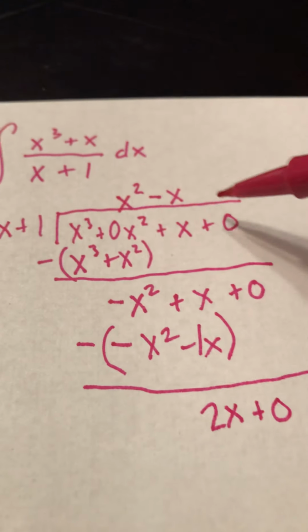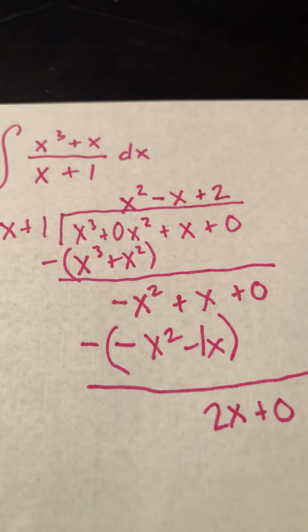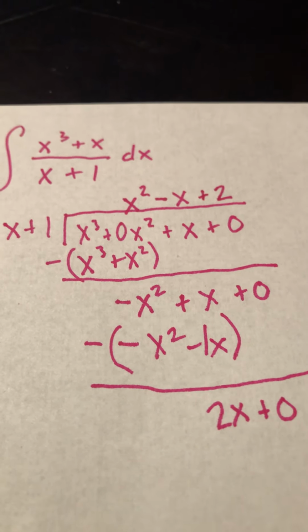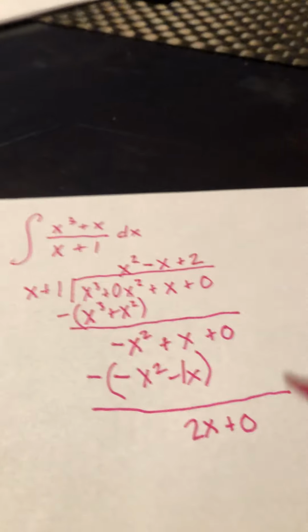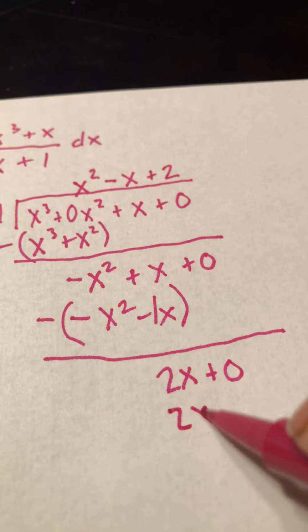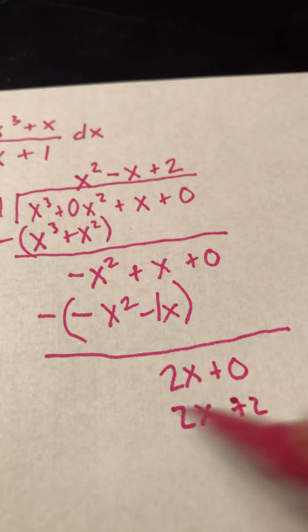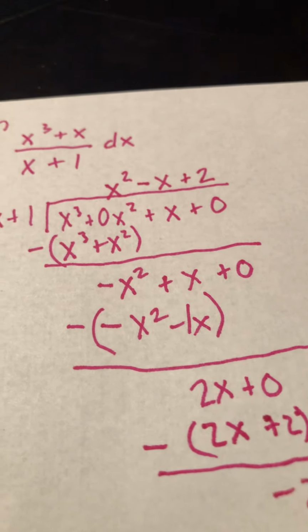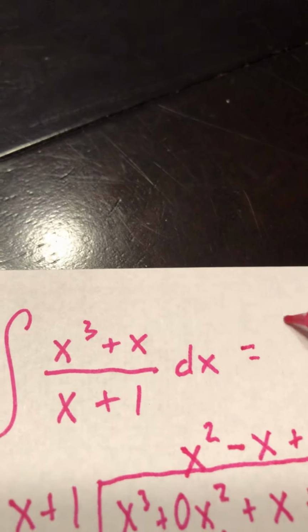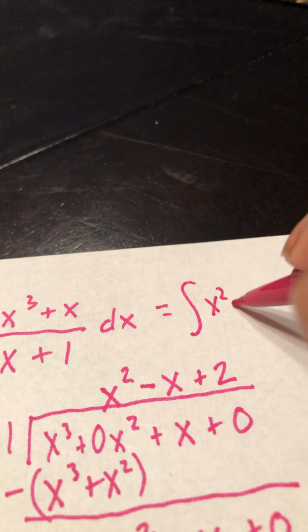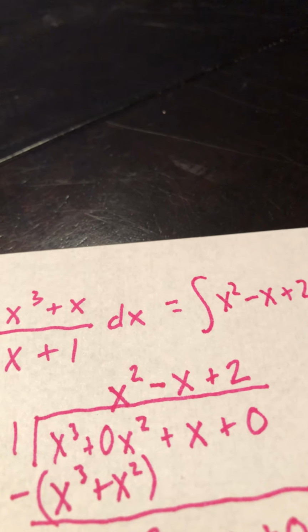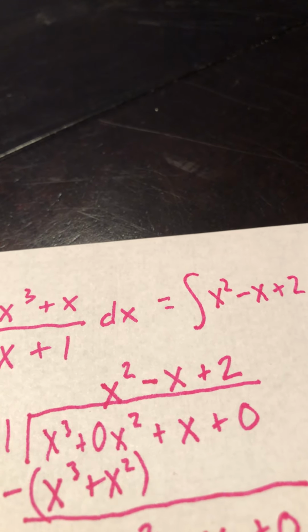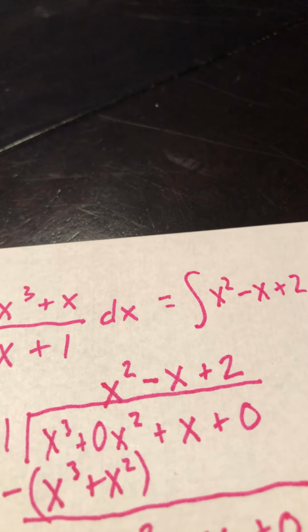2x divided by x gives me a positive 2, and then I can do 2x down here, where I'm going to write 2 times this, so I write 2x and plus 2, and then I'm going to subtract that, and I have a remainder of negative 2. So what do I do with that? Remember, I come back to the top. I write the antiderivative symbol, the integral. I write x squared minus x plus 2, and then I put the remainder over the divisor, and dx.